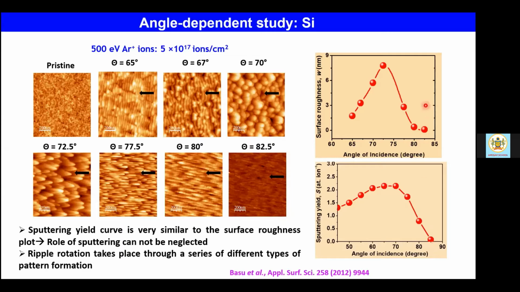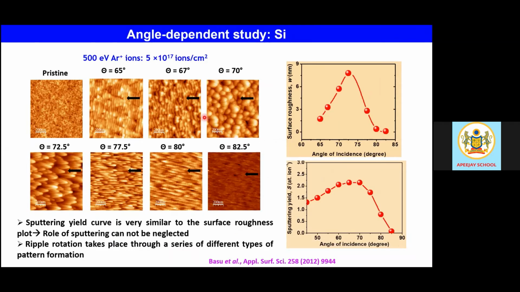as we reach this angle of incidence, 82.5 degree or so, and it drastically reduces. And you can see that it's roughly fixed around 70 to 72.5 degree, which gets well manifested here. The ripple pattern is no more taking place at these higher fluences. And let me tell you, for this given set of experiments, this 5 into 10 to the power 17 ions per square centimeter fluence corresponds to an ion exposure time of 55 to 57 minutes. Okay. So what we see is the sputtering yield curve is very similar to the surface roughness evolution plot. And so the role of sputtering is immense.